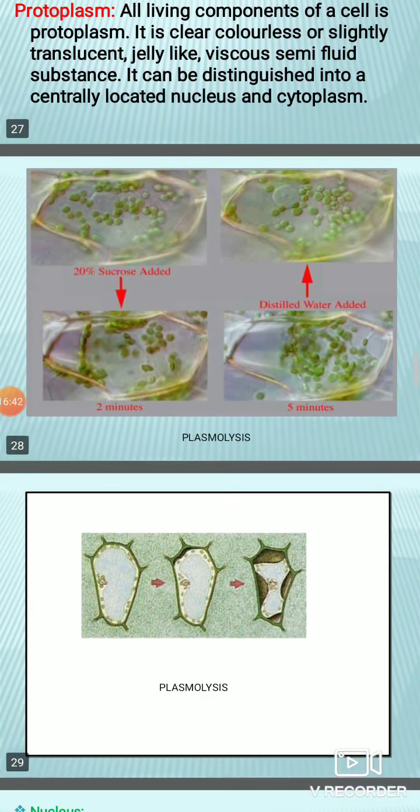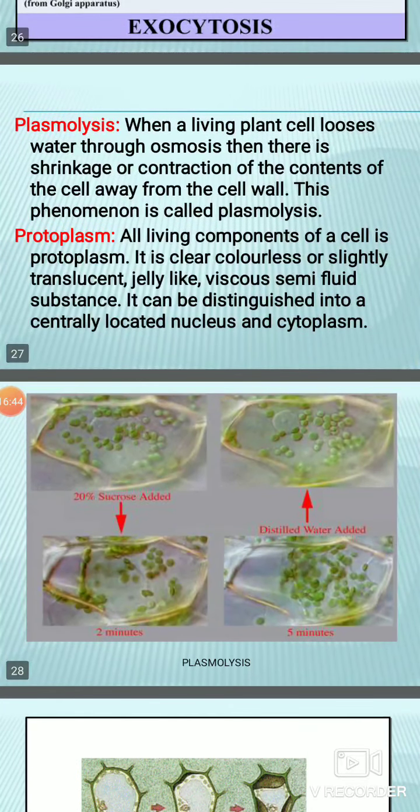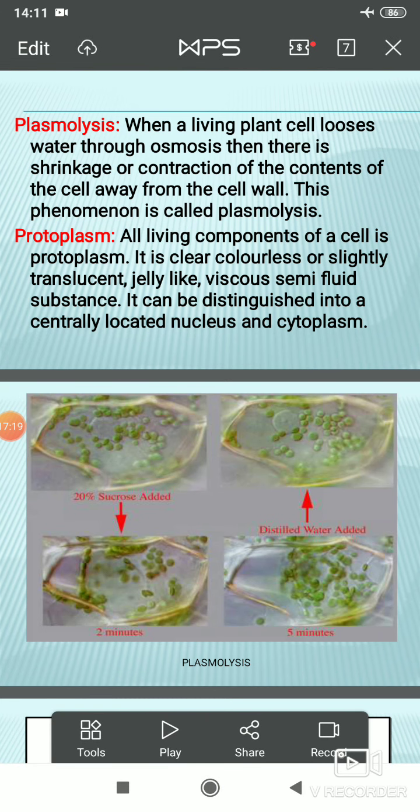And the last part is protoplasm. Protoplasm is nothing but the living component of a cell. You have seen that the cell wall is non-living, but apart from the cell wall, the cell membrane is living, the nucleus is living. So all the living components of a cell together form protoplasm. It is translucent and it is a jelly-like viscous semi-fluid substance. It encloses two basic structures: the nucleus and the cytoplasm. So we can say that the nucleus and cytoplasm together constitute the protoplasm of a cell. So this is all about today's discussion.